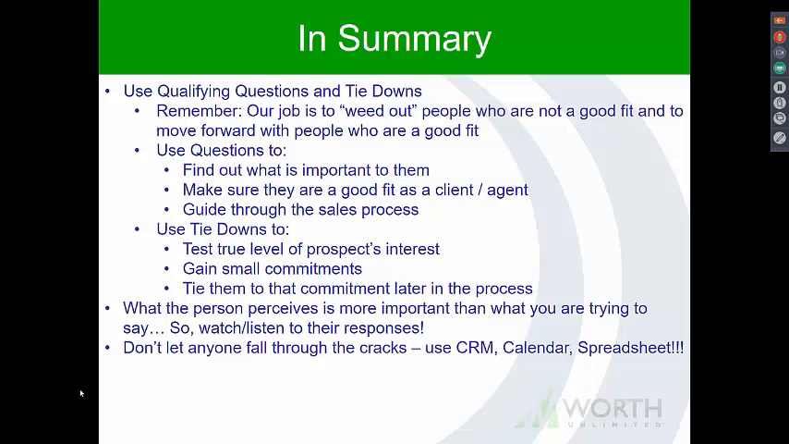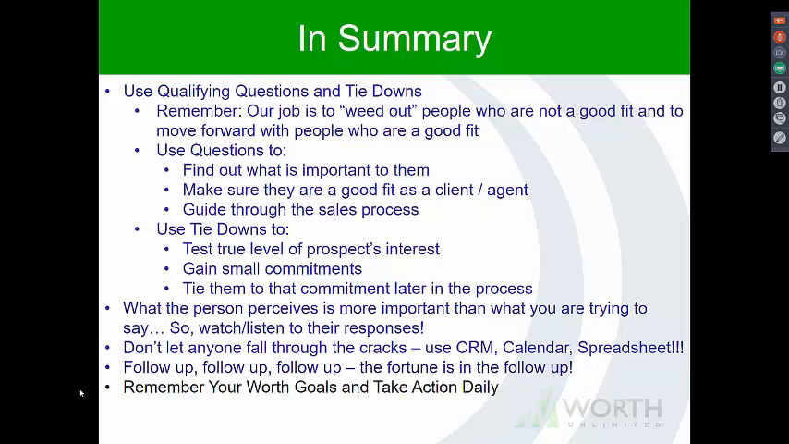I still am a write-down person. When I put something in a computer, I tend to forget it. It just goes by the wayside. But if I write it down, I can say, oh, yeah, I remember that. Let me go back and find that. Follow-up, follow-up, follow-up. The fortune's in the follow-up, always a big key for me. Remember your worth goals and take action today. What does that really mean?